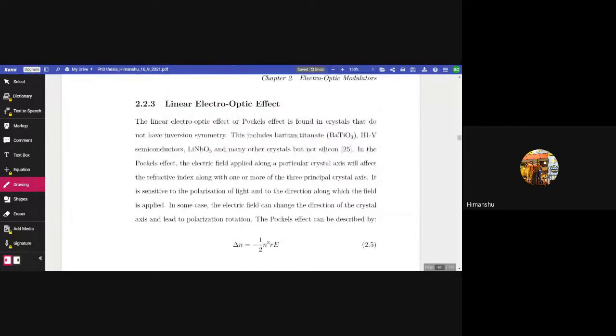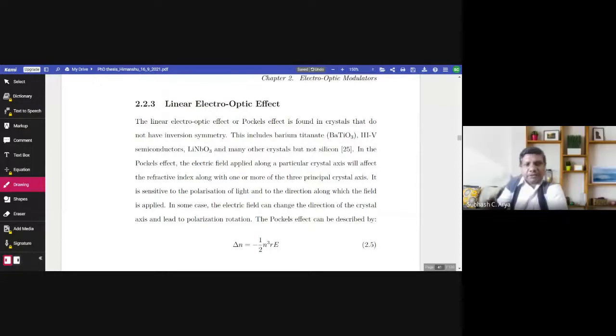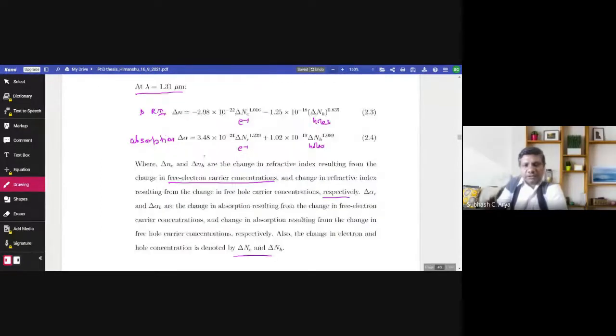Now coming to 2.2.3, linear electro-optic effect. Himanshu, okay, give a pause here, sir. Yeah, let me explain this portion.